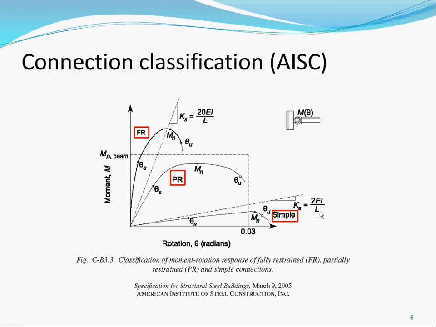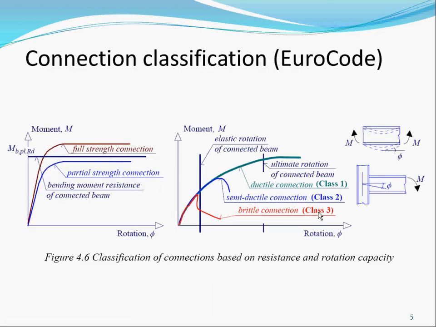For the beam, it's just the EI of the beam, and L is the clear span. When we're looking at the base plate rotation, then it's the column and the height of the column. All right, so that's how AISC classifies it.